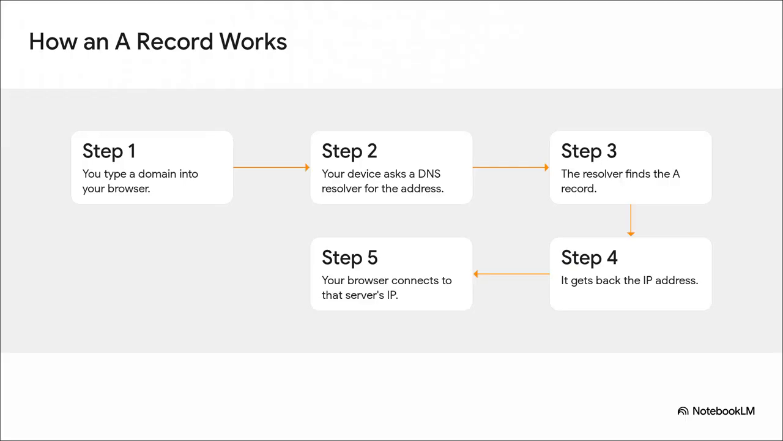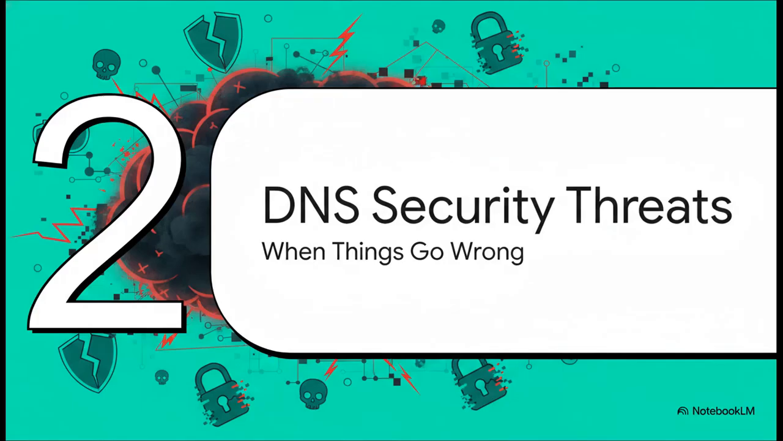And you know what's wild? This whole process happens in the blink of an eye. The second you hit enter, your computer shouts out to a server called a DNS resolver, asking for the address. That resolver goes and finds that critical A record, grabs the IP address, and sends it right back. And then boom, your browser connects to the web server. It's simple, it's incredibly fast, and hopefully it's accurate. But what happens when it isn't accurate?